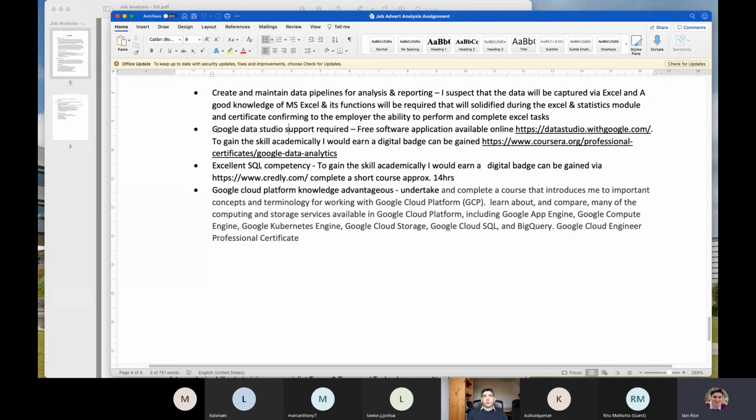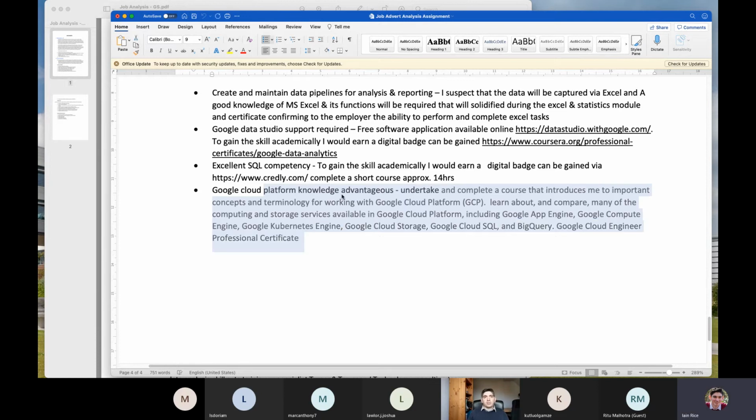So they want you to use Google Data Studio. It's free software, so you can download that, and that will do some of the work for you. And as Mark's already pointed out, you've got a Coursera digital badge in Google Data Analytics, which can be done nice and easily in your own time. They want X and SQL competency. So we're back to this Credly digital badge with a short course. You might need a bit more than that, but it's probably worth having a conversation with them and seeing what they need you to be able to do in SQL.